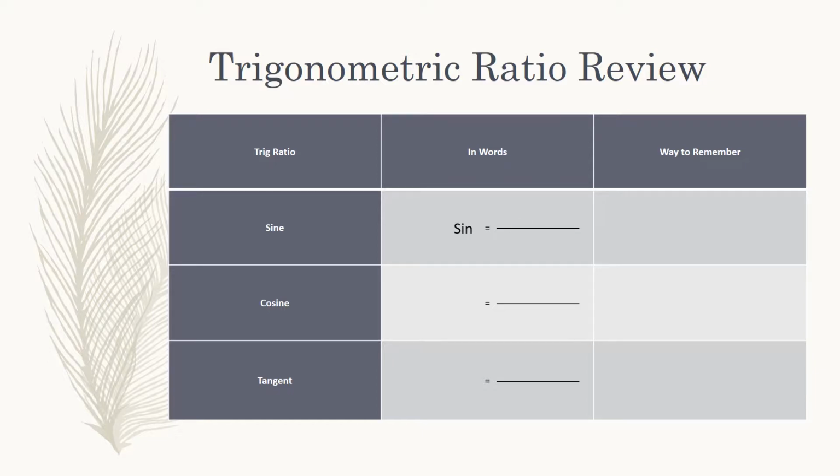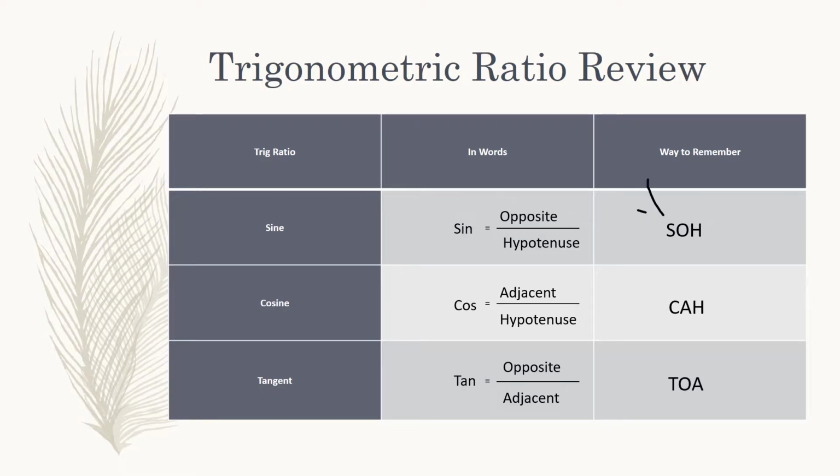In words, sine is the opposite side over the hypotenuse. The cosine is the adjacent side over the hypotenuse, and tangent is the opposite side over the adjacent. We remember it by SOH CAH TOA. So sine is opposite over hypotenuse, so SOH. Cosine is adjacent over hypotenuse, and tangent is opposite over adjacent, so TOA.